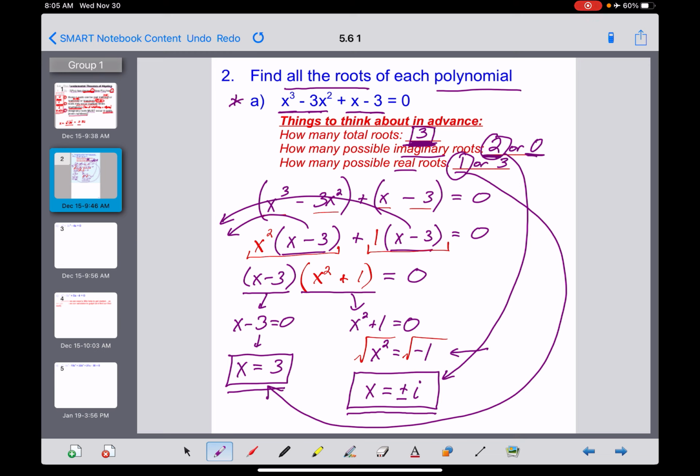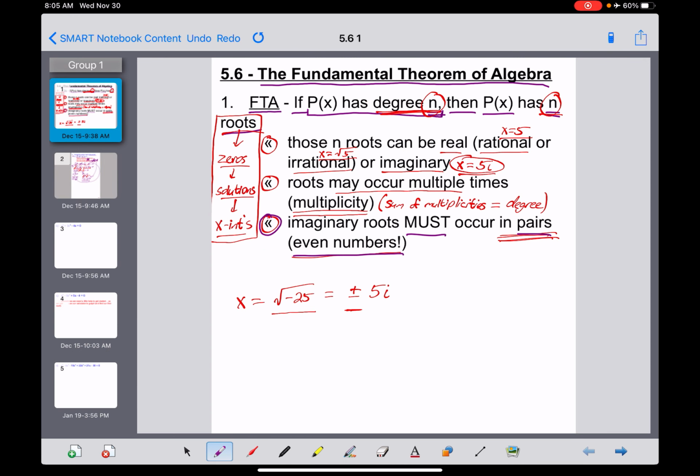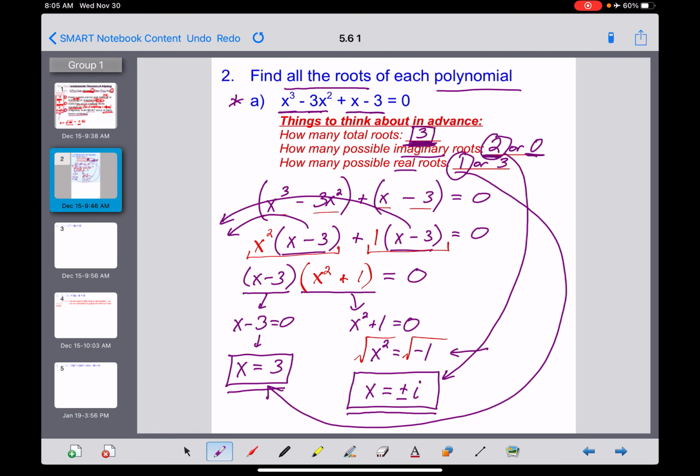Now, real quick, let me go back to that first slide and talk about what we discussed in this box, that roots and zeros and solutions and x-intercepts are all pretty much the same thing. One little exception I wanted to point out: when we're dealing with a problem like this, we did come up with 3 roots, but this graph is only going to have 1 x-intercept, and that x-intercept would happen right here at 3. Imaginary roots, you guys, do not show up as x-intercepts. So this is a function where I would only expect 1 x-intercept, and that would be at 3.